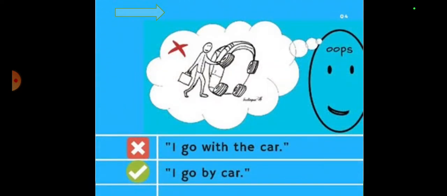You know, viewers, if we are using prepositions incorrectly, then our sentence will sound like this, which is in front of you. Going with the car means going side by side the car or hand in hand with the car, which is completely impossible. Which one is the right? I go by car, right?